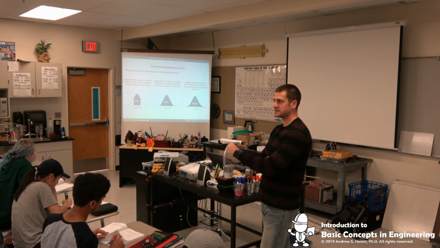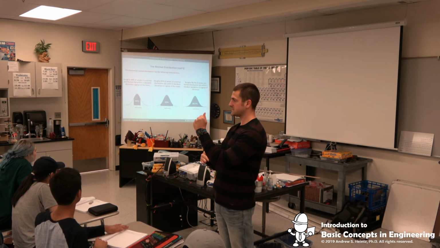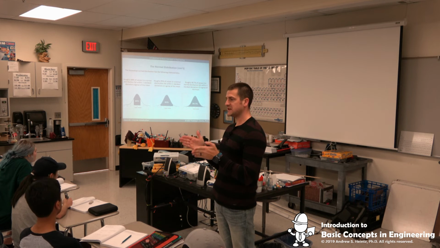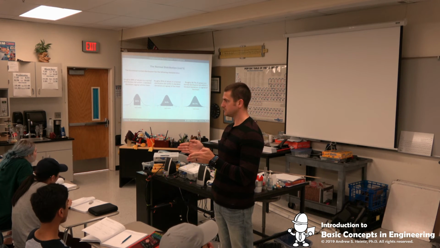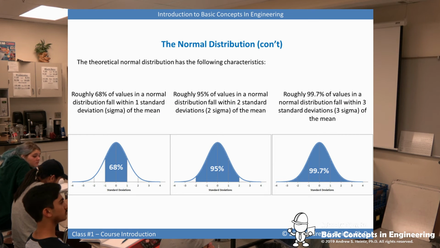So what I mean is, if I take the mean plus a sigma, plus a standard deviation, or the mean minus a standard deviation, within that range, 68% of the data falls. For 2 sigma, 95% of the data falls within 2 standard deviations, plus or minus, of the mean.